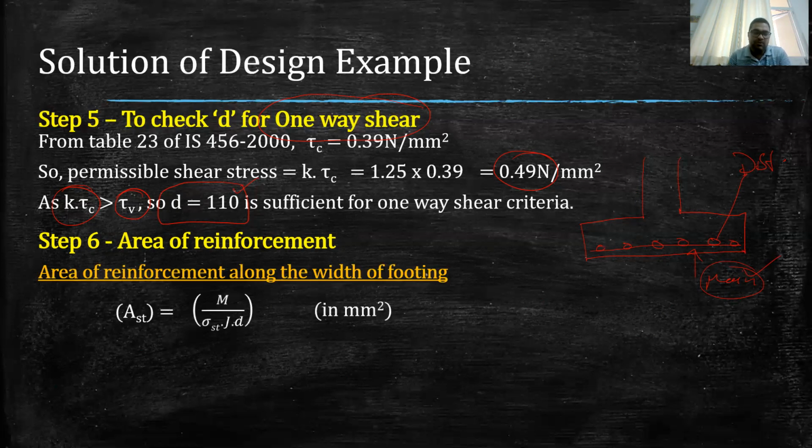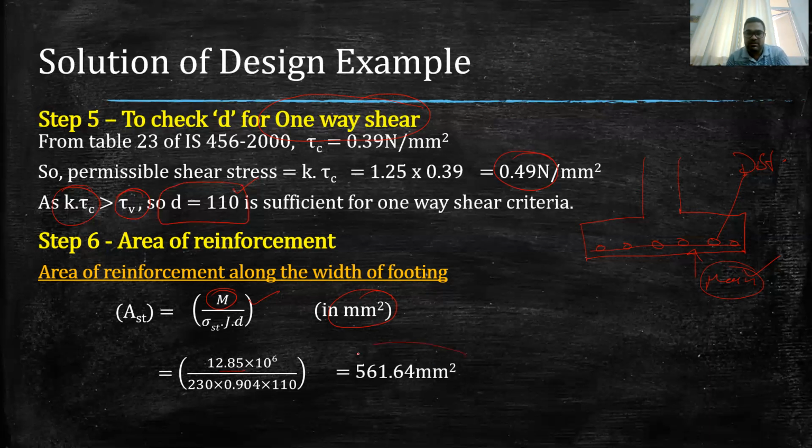So AST is M upon sigma st j into d. Putting all the values in the relation, we can find out the value of AST. We know M is the maximum bending moment, which is 12.85 into 10 raised to power 6, because we have to find AST in mm square, so we have to convert all the values in Newton and mm. Solving this equation, we get the AST value as 561.64 mm square.